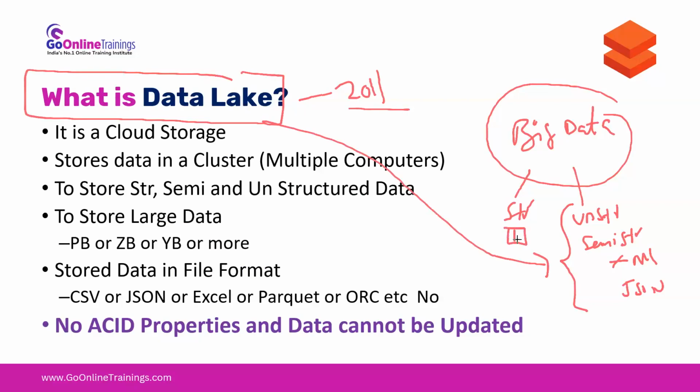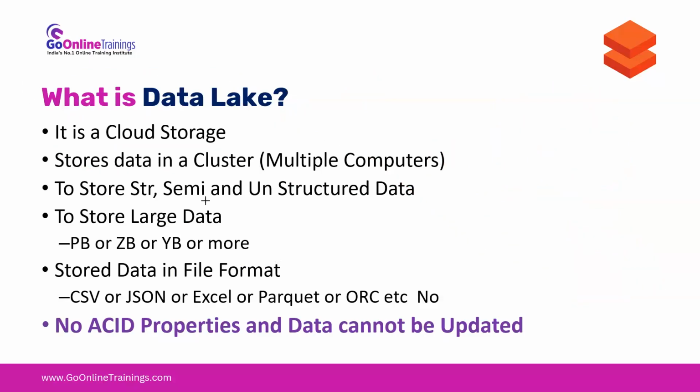Structured data you can also have in your database or data warehouse. So that is the point. So from structured data, BI is going to be happening, but to implement unstructured and semi-structured data, we needed to invent what is called a data lake. So a data lake is cloud storage, which stores data in a cluster, multiple storages, structured, semi-structured, but most of the time this is the data.